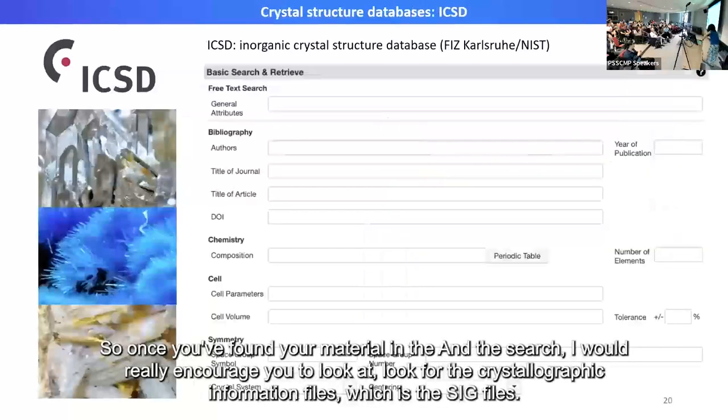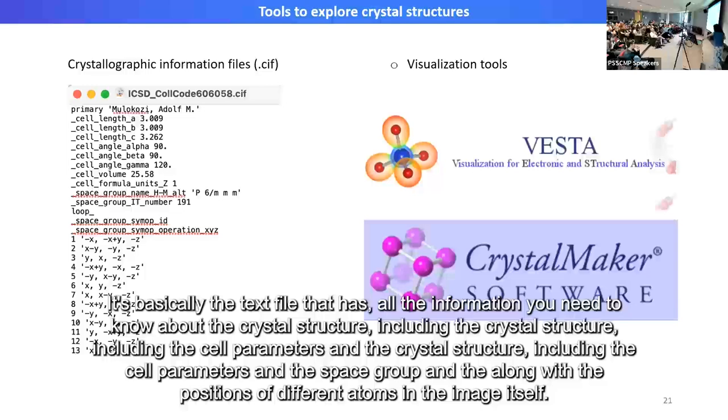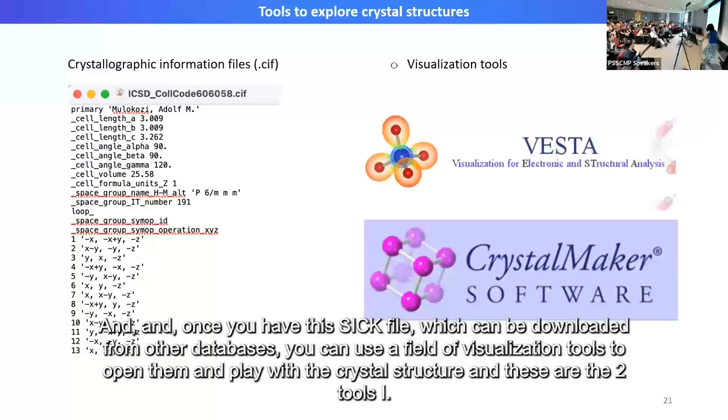Once you've found your material in the search, I would really encourage you to look for the crystallographic information files, the CIF files. It's basically a text file that has all the information you need to know about the crystal structure, including the cell parameters and the space group, along with the positions of the different atoms in the unit cell. Once you have this CIF file, which can be downloaded from all the databases, you can use a few different visualization tools to open it and play with the crystal structure.